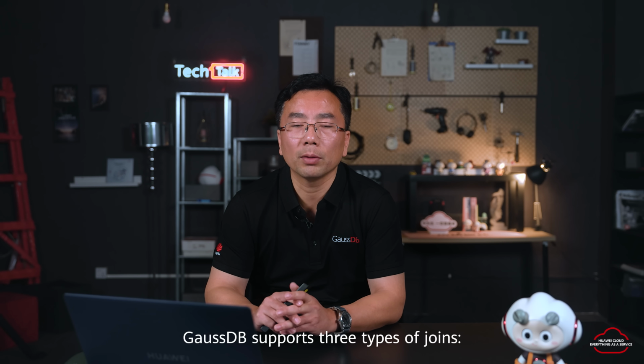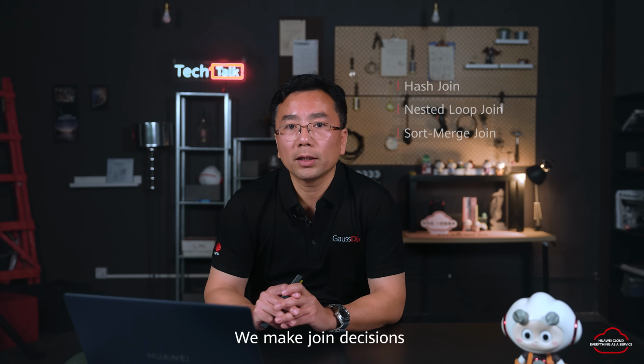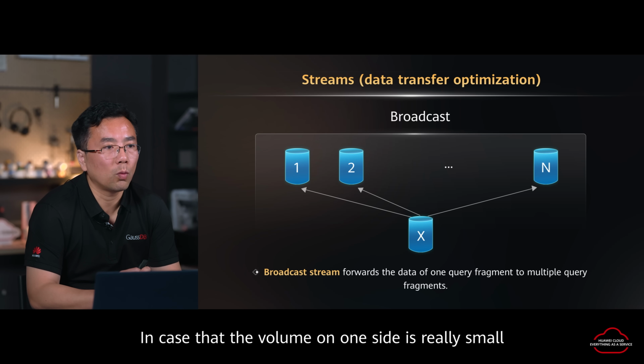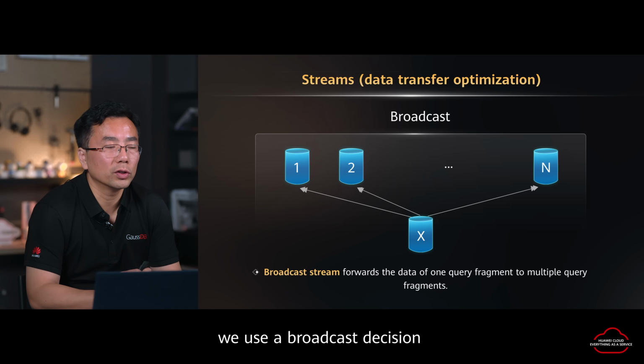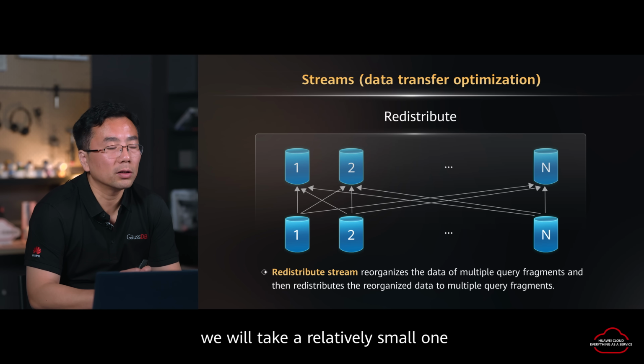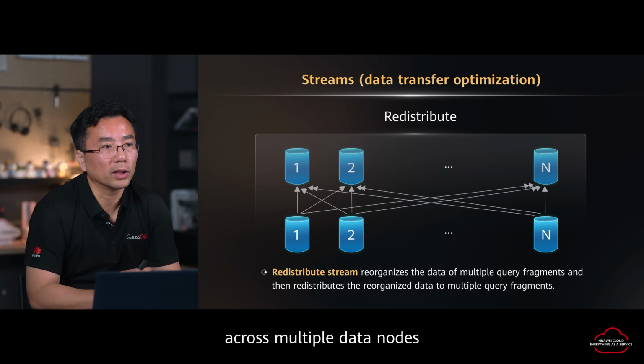GaussDB supports three types of joins: hash join, nested loop join, and sort merge join. We make join decisions based on the data volume from the two sides of the join table. In the case of one side being really small, we'll use a broadcast decision to send a copy of all of the data to all of the data nodes. In case of a two large table join, we will take the relatively small one, build a hash table, and redistribute this hash table to multiple data nodes so that the parallelism can be done across multiple data nodes.